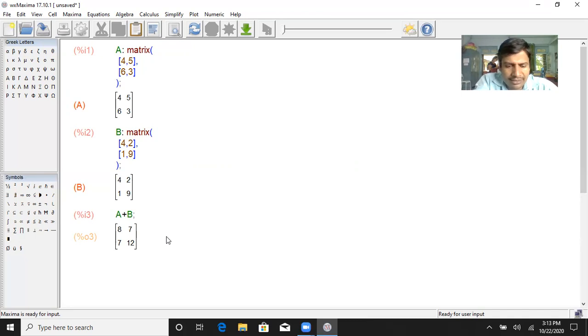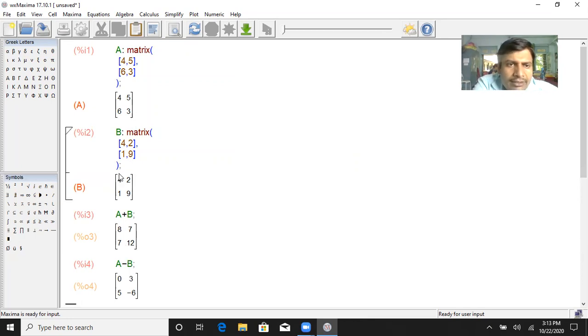Same as that, now A minus B. You type A, then minus B, then a semicolon, then press shift enter. See here, the first element of matrix A is 4 and the first element of matrix B is 4. 4 minus 4 is 0. Then 5 minus 2 is 3.